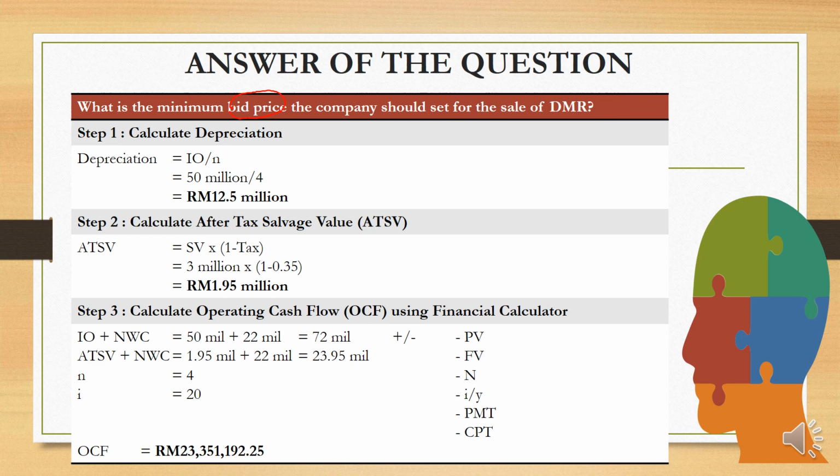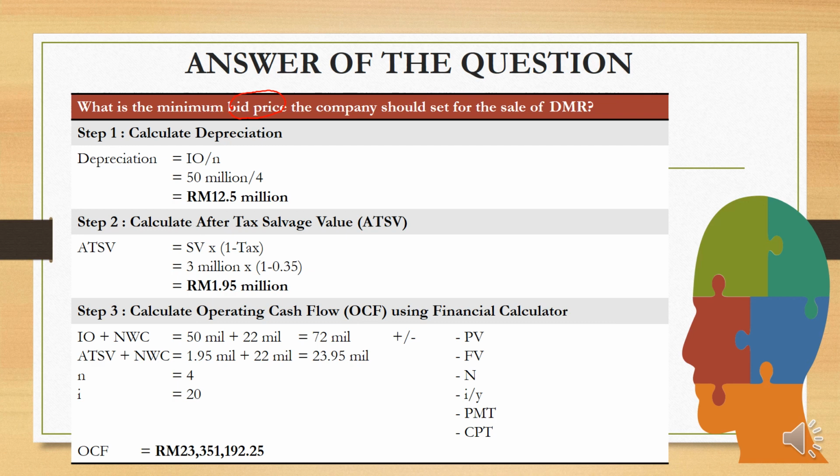For the second step, you will calculate the after tax salvage value, which is ATSV. To calculate the after tax salvage value, the formula is salvage value times 1 minus tax. The salvage value given in the question is RM 3 million times 1 minus the tax rate given at 35%. So you will get the answer for ATSV of 1.95 million ringgit.